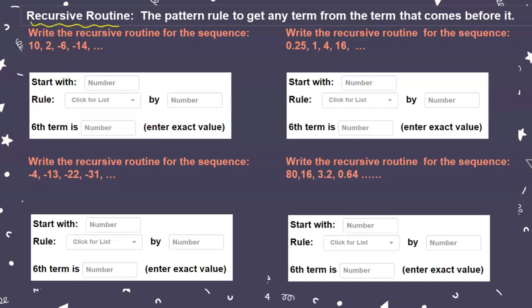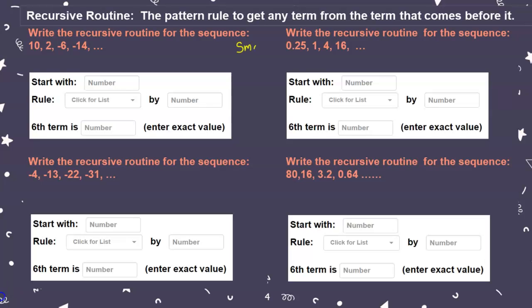A recursive routine is the pattern rule to get any term from the term that came before it. So we start with a number and we need to figure out the pattern to get to the next one. For all of your questions on Mobius, we need to figure out what number we start with, and then are we adding, subtracting, multiplying, or dividing, by what number, and then using that pattern, what's the sixth term?